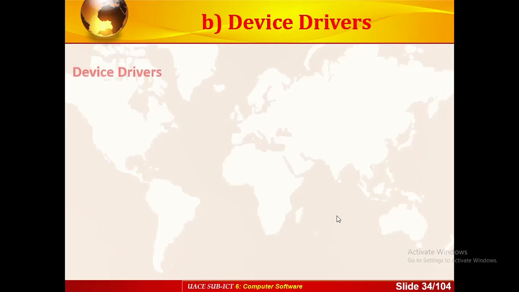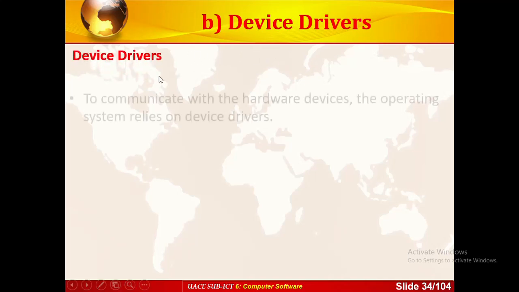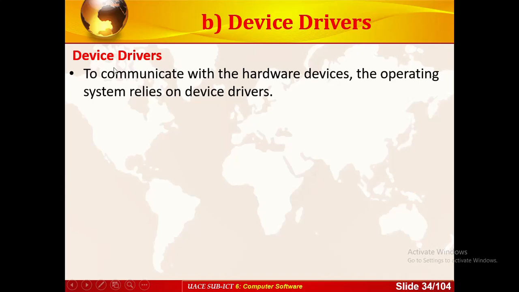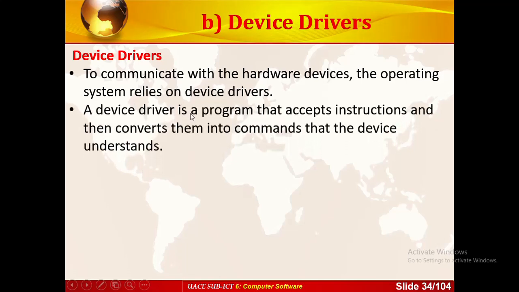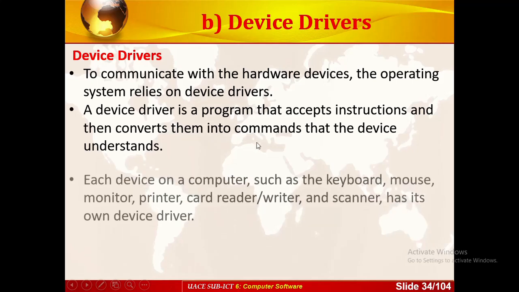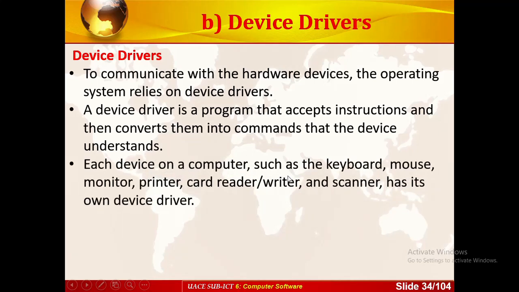Then we have the device drivers as another category of the system software, of which we have talked. This is what helps to communicate with the hardware devices. So the operating system relies on device drivers to assist in device operations. A device driver is a program that accepts instructions and converts them into commands that the device can understand. Each device on a computer, such as the keyboard, mouse, monitor, printer, card reader, writers, scanners, has its own device drivers.